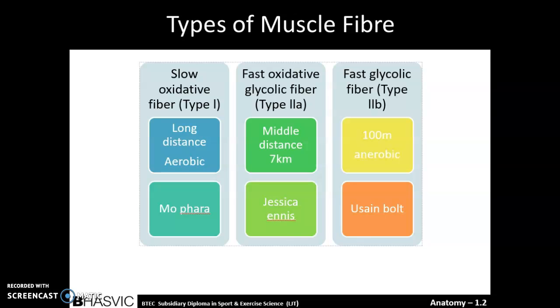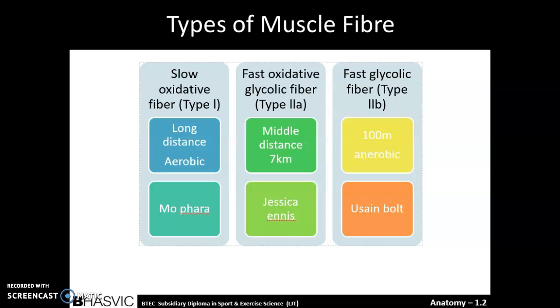A sporting example of this would be Mo Farah, as he is a long-distance runner. He would be mainly built up of slow oxidative muscles. Mo Farah would be born with these slow oxidative muscle fibres.